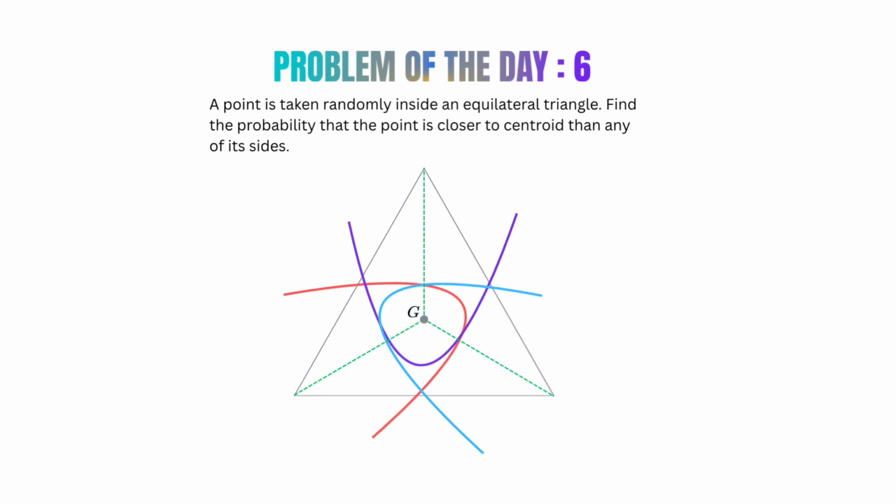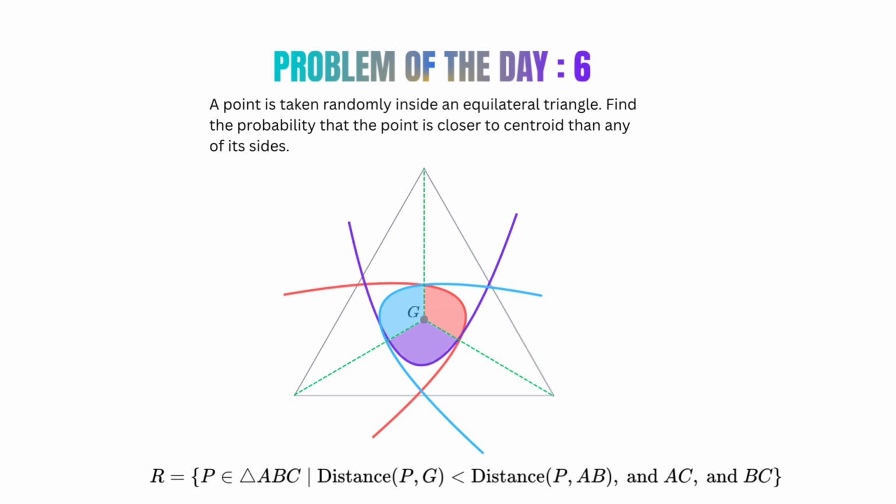Now this problem takes us into the world of geometric probability, where areas take the place of outcomes, and symmetry hides the solution. Now here's how we approach it. The idea is simple, yet elegant. First, identify the region. Let's call it region R, where a point is closer to the centroid than to any of the three sides. Next, we compute the probability as area of region R divided by area of the triangle.